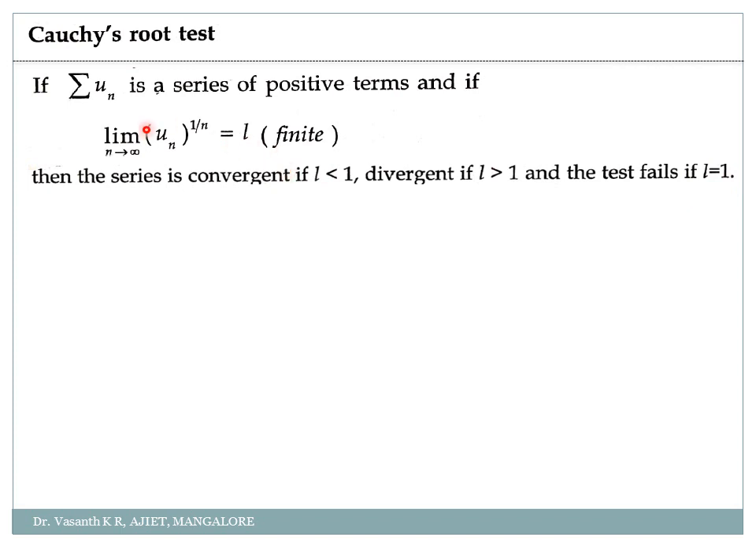So what you have to do, they have given you some un, correct? For that un, you raise it to the power 1 by n. Then you simplify it, and if you get this value as something like 0.1, 0.5, 0.8, which is strictly less than 1, then it is convergent. If this value of L is greater than 1, if you get 1.5, 2, 2.5 and so on, then it is simply divergent. If you get equal to 1, then the test fails. So what is the method here? Whatever value they give, you just raise it to the power 1 by n and try to simplify.